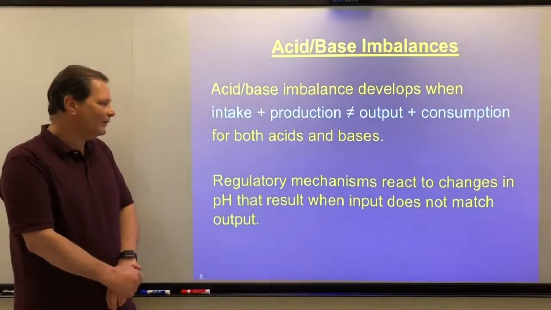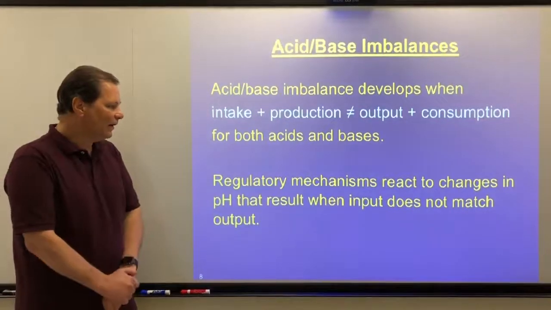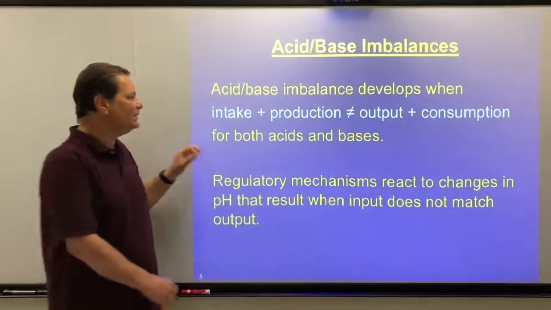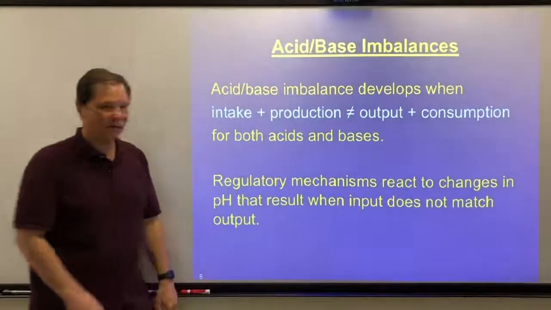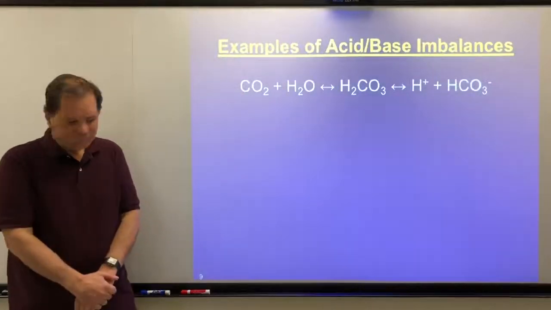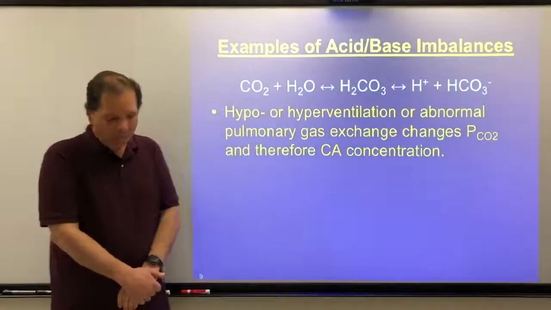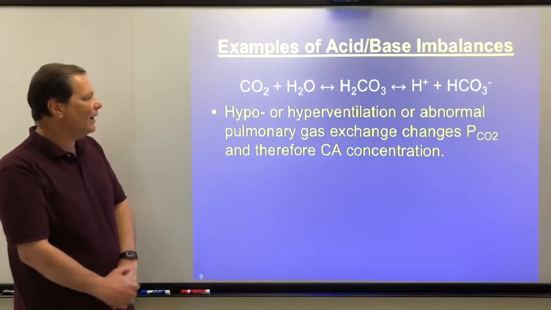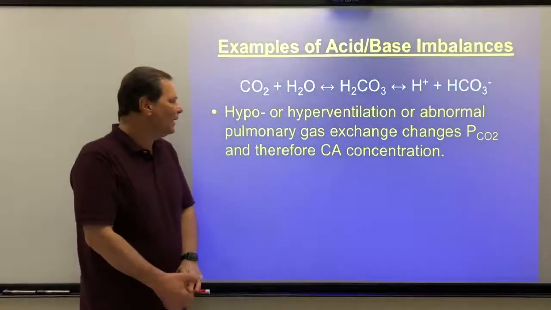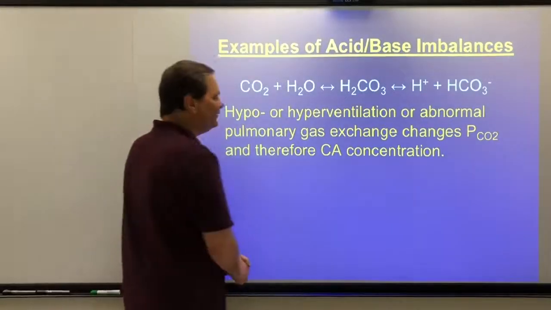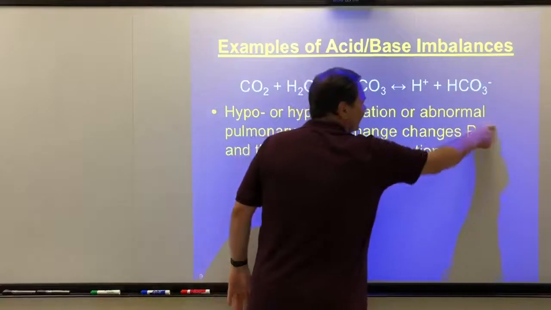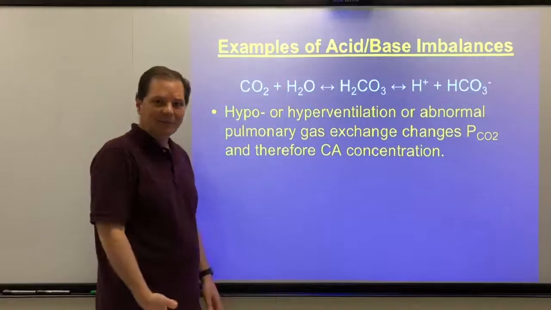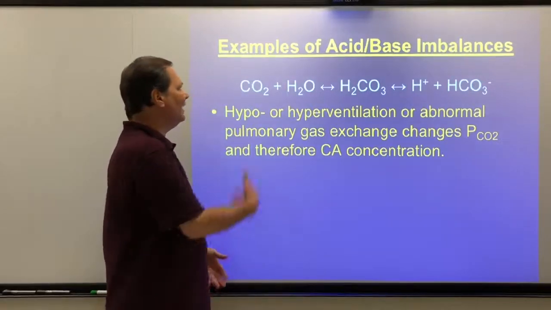Your regulatory mechanisms react to those changes to try to minimize or correct them. Basically they detect the change in pH that results from this imbalance, and they try to correct that change. So some examples: we can generate an acidosis or an alkalosis through hypo- or hyperventilation, anything that affects the ability of the lungs to get rid of CO2. If that ability is inhibited, then CO2 builds up and you get an acidosis.